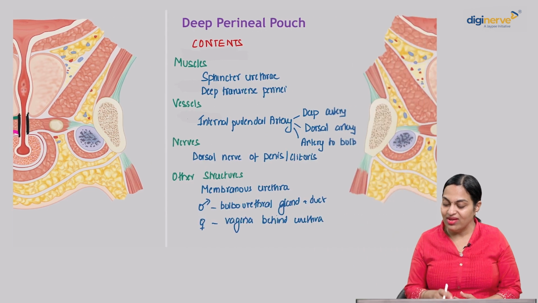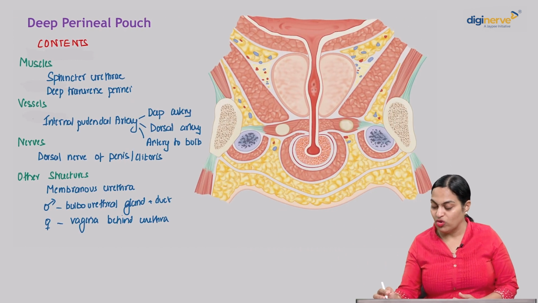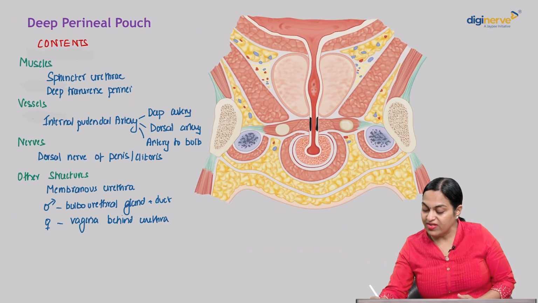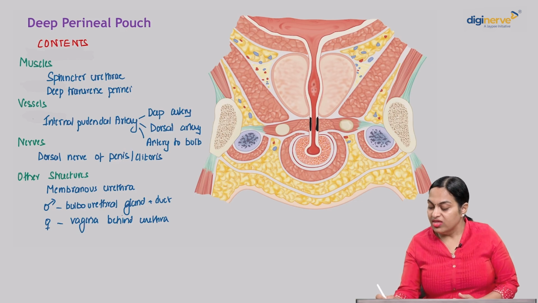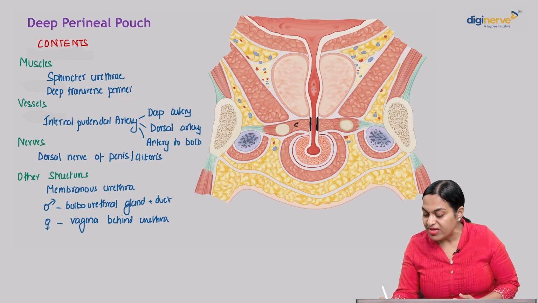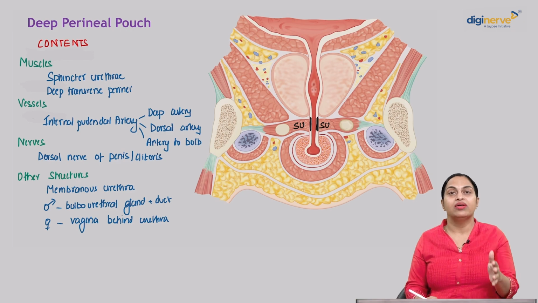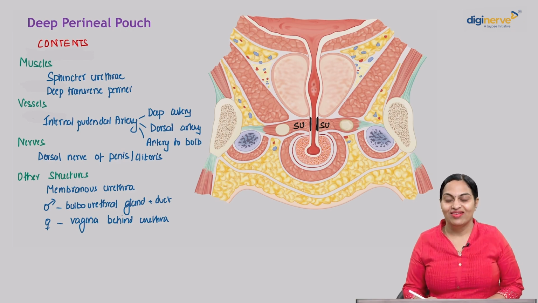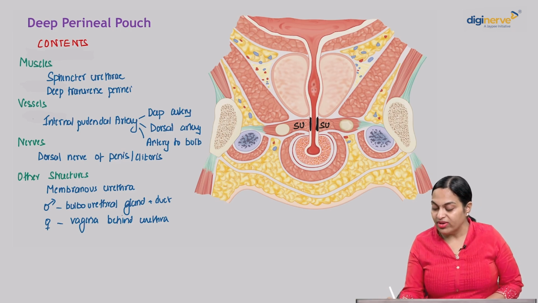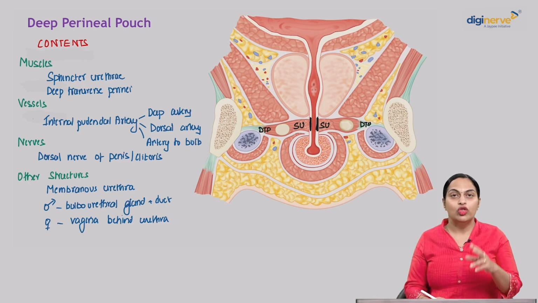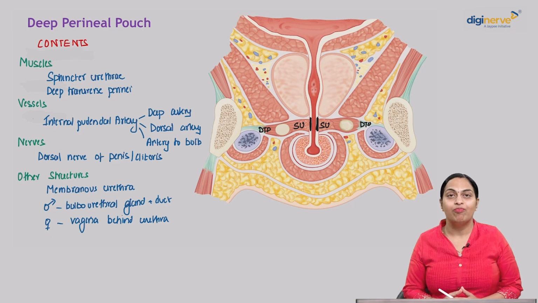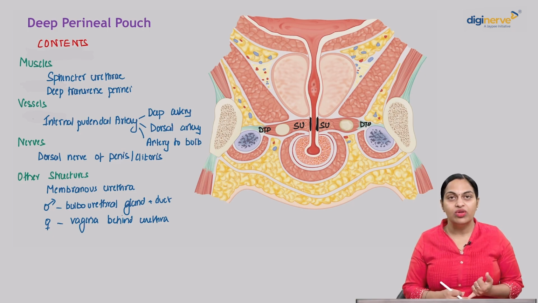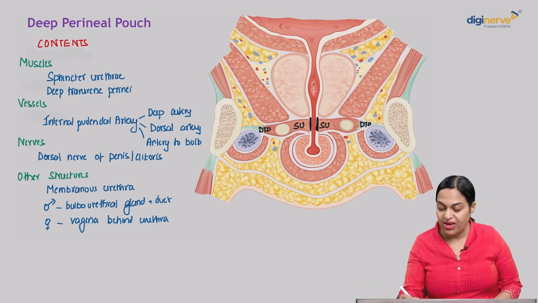What are the contents of this deep perineal pouch? So here this is the membranous urethra. Just next to it, these skeletal muscle fibers that you see here are the sphincter urethrae, right? And then more lateral to it, these will be the fibers of deep transverse perineum. So the two muscles in the deep perineal pouch are sphincter urethrae and deep transverse perineum.